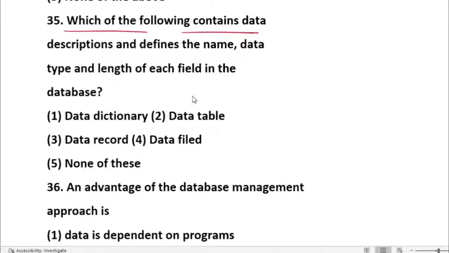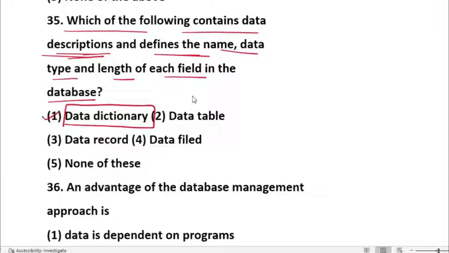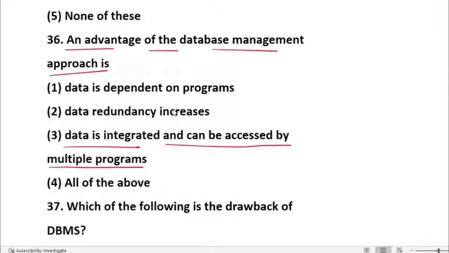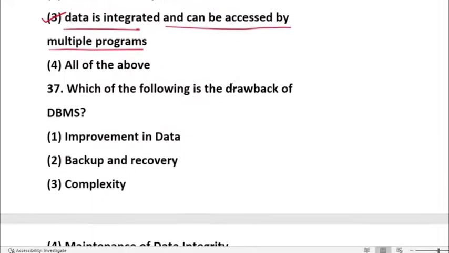Which of the following contains data descriptions and defines the name, data type, length of each field in the database? It is called the data dictionary. An advantage of the database management approach is that data is integrated and can be accessed by multiple programs. So the answer is option number 3.